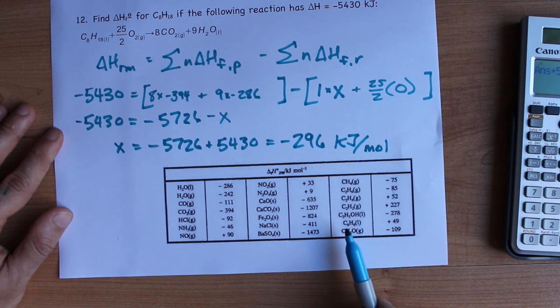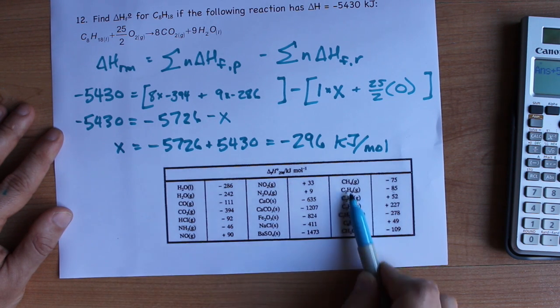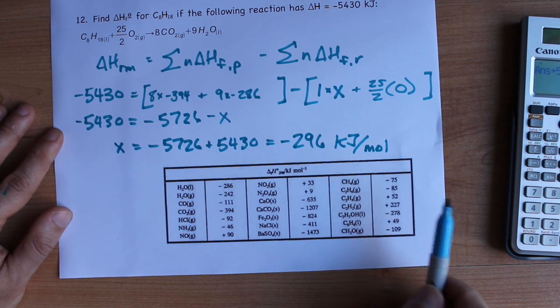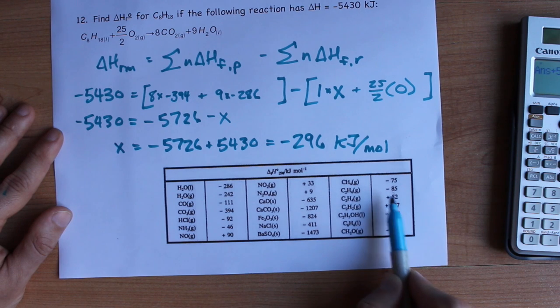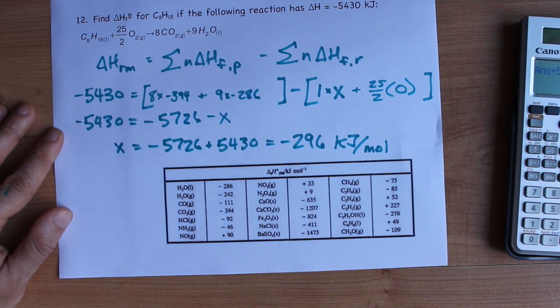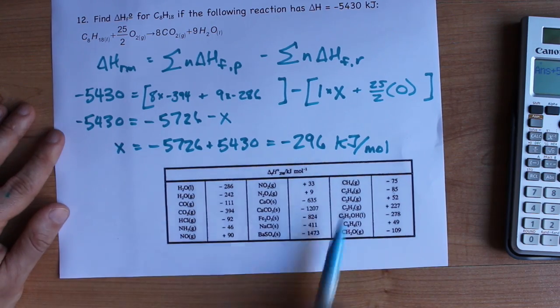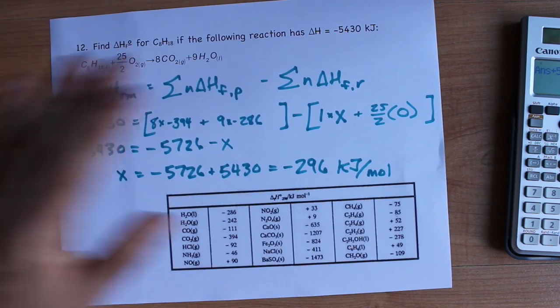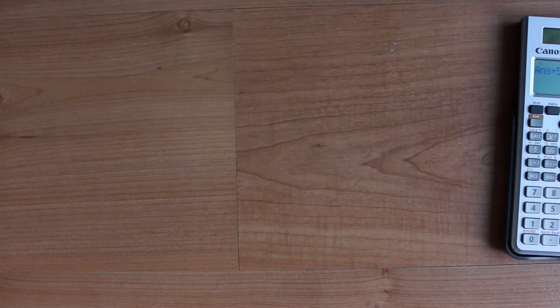Let's take a look. I've got other alkanes here. I've got methane, which is exothermic when you form it. I've got ethane, which is exothermic when you form it. So octane may also be exothermic when you form it. These endothermic ones are for the alkenes and alkynes. This is for benzene, which also has what we call double bonds in it. So this number makes sense to me, and I like it, and I'm right. That's question 12 for you.